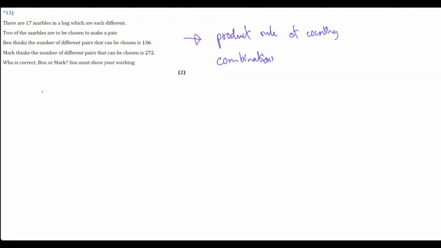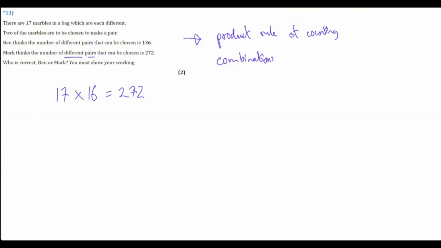It does require a little bit of logic, these types of questions. But essentially what's happening is we're talking about combinations here because we talk about different pairs. He's saying there's 17 marbles in a bag. If one is to be picked, then there's only 16 left. So that'd be times 16. So we would do 17 times 16, and this will give us the total number of ways that we could pick a pair of marbles. Okay, so if I was to do 17 times 16, this is a calculator question, I get 272. Now, this is Mark's answer.